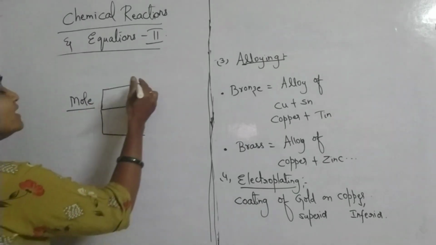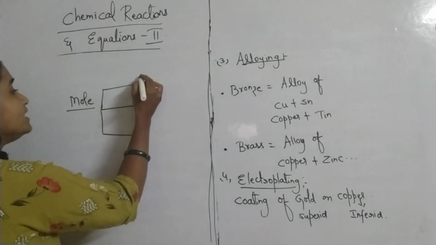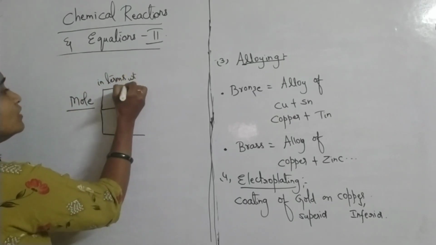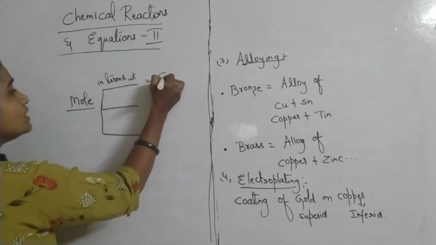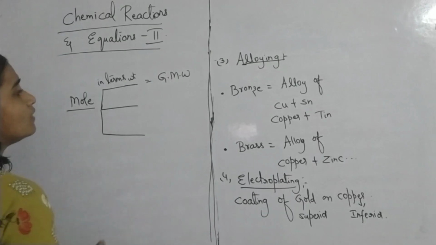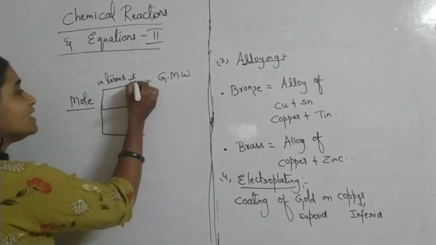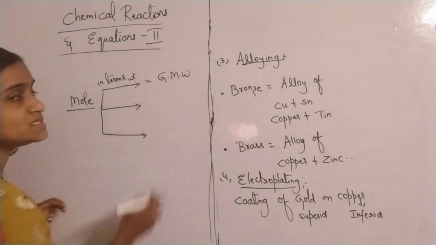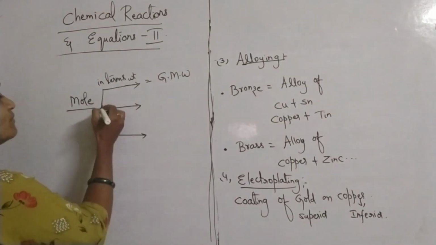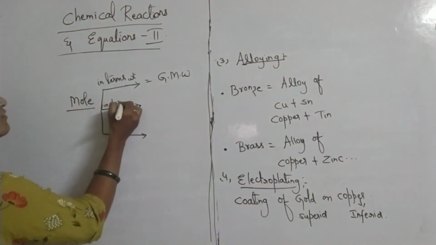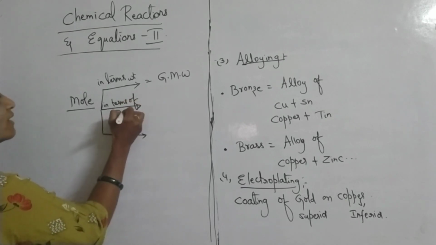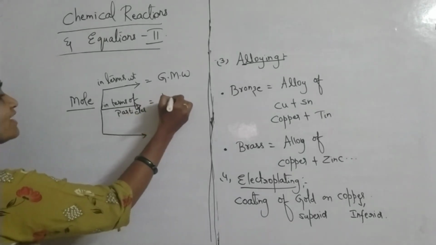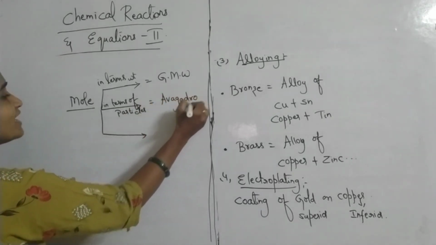A mole can be defined in terms of weight. In terms of weight, 1 mole of any substance is equal to its gram molecular weight. GMW means gram molecular weight. And 1 mole of any substance, in terms of particles present inside them, is equal to what? Avogadro number. What is Avogadro number?